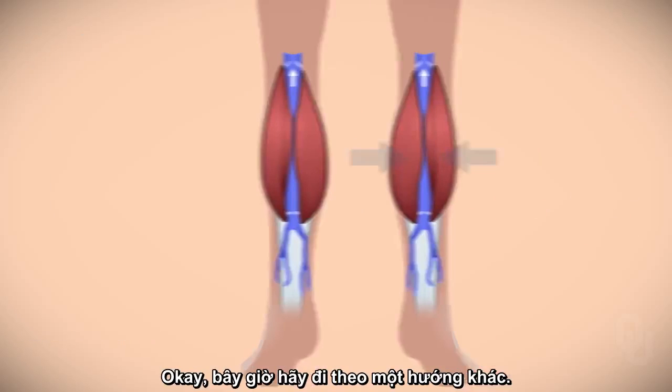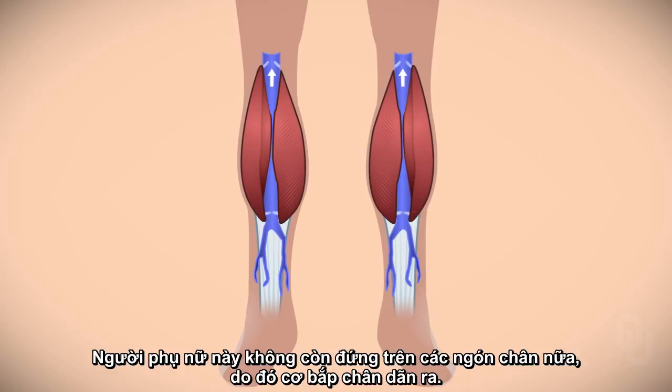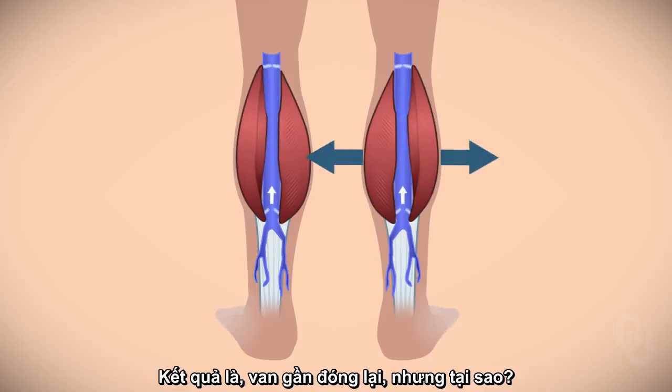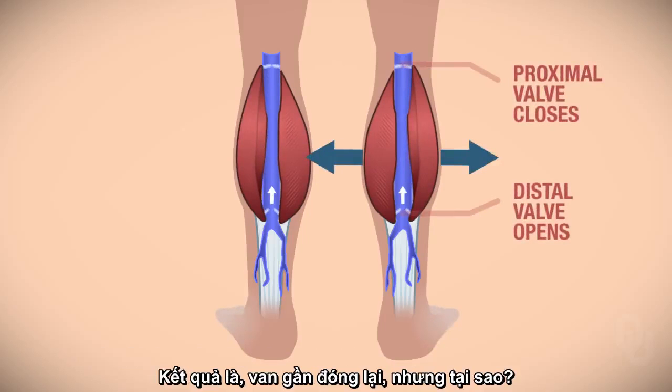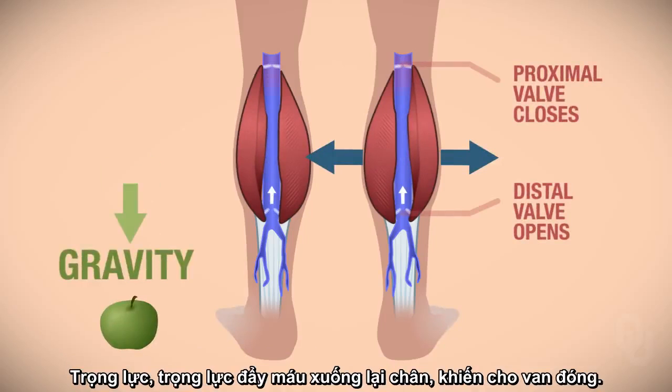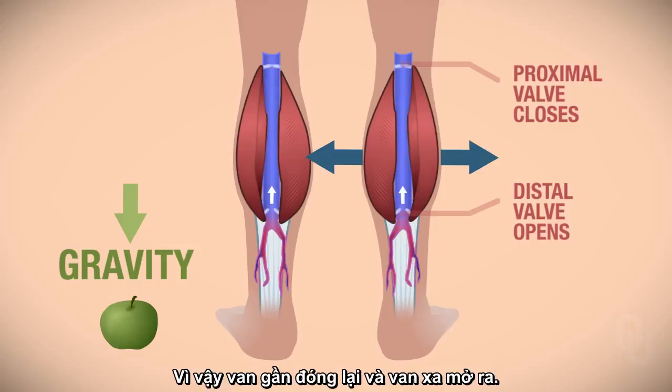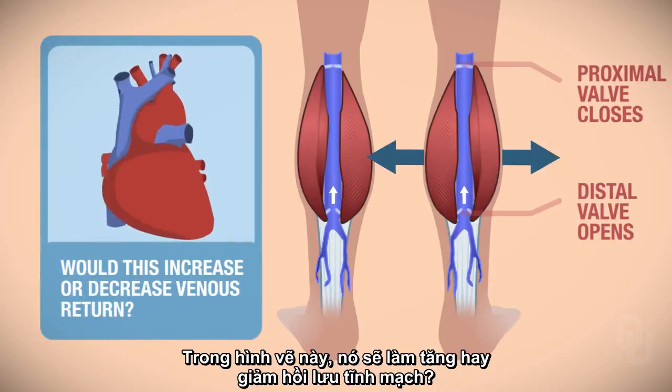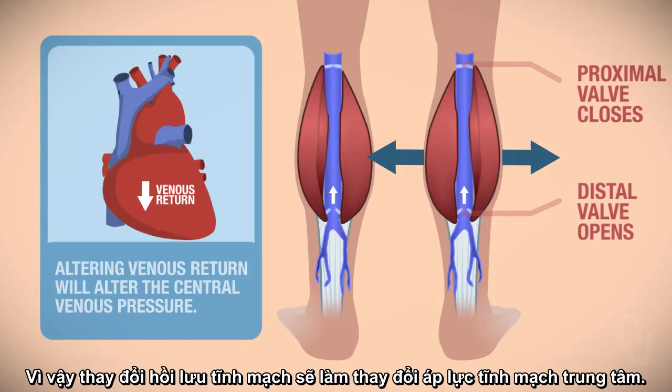Okay, now let's go the other way. The woman is no longer standing on her tippy toes, and so the calf muscle relaxes. As a result, the proximal valve closes. But why? Gravity. Gravity pushes blood back down the leg, which pushes the valve shut. So the proximal valve closes, and the distal valve will open. So in this illustration, would this increase or decrease venous return? Decrease. So altering the venous return will alter the central venous pressure.